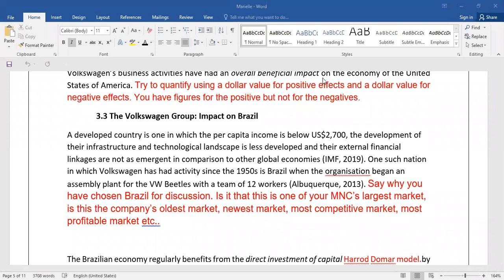So Mariel has a sentence here, and I'm taking this information and creating a justification. The justification is after, at this point, by the red flashlight here, the pointer, you should see that Brazil was chosen for discussion because Volkswagen has a history, a long-term presence in Brazil with over 50 years of operation in this country, making Brazil one of its oldest markets. And for these reasons, Brazil was selected for discussion. So that is what you have to say there, Mariel.